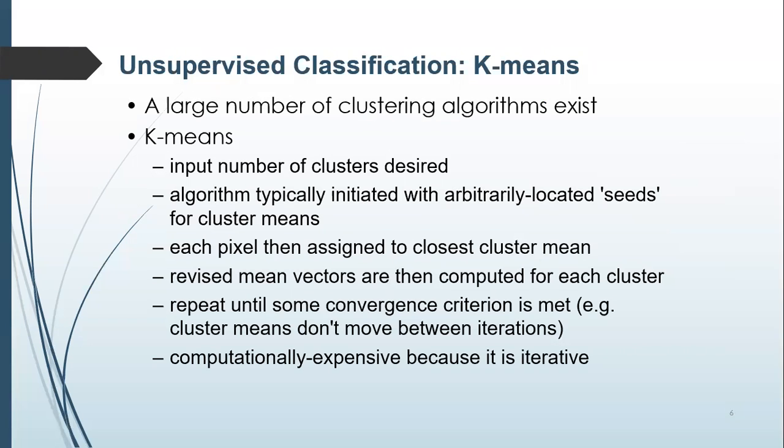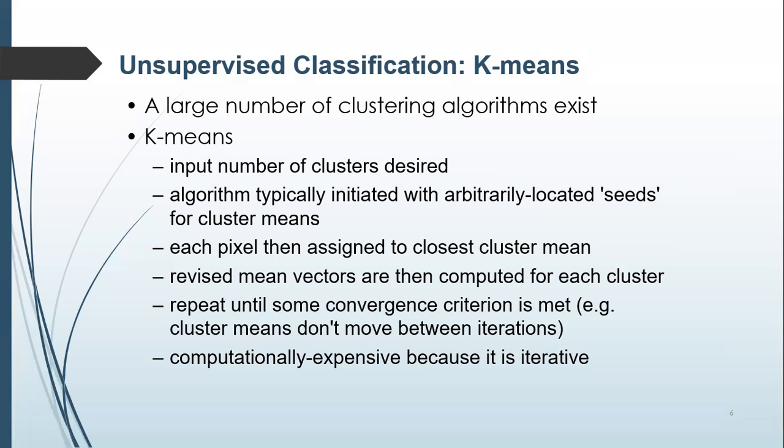So, classification K-means: a large number of clustering algorithms exist. K-means, input the number of clusters desired. Algorithms are typically initiated with arbitrarily located seeds for cluster means. Each pixel is then assigned to the closest mean. Revised mean vectors are then computed for each cluster. Repeat until some convergence criterion is met.